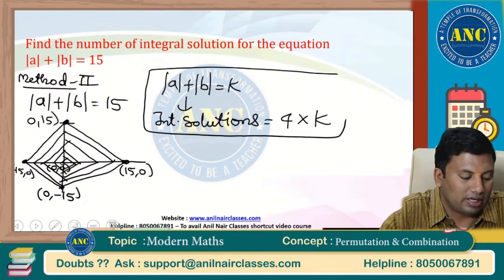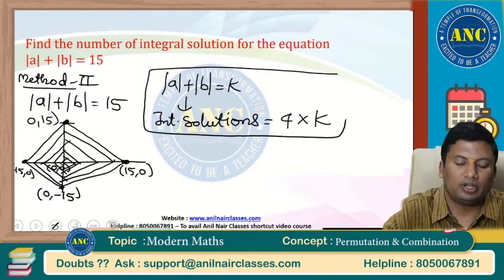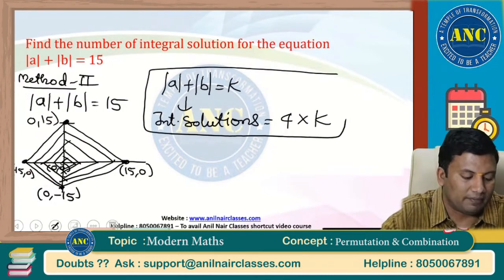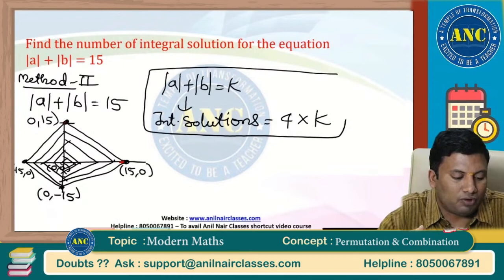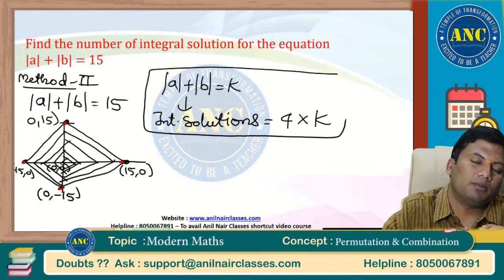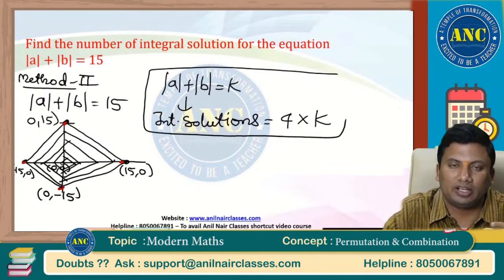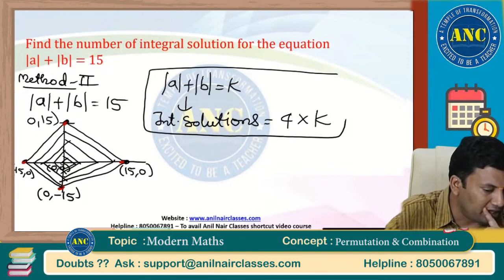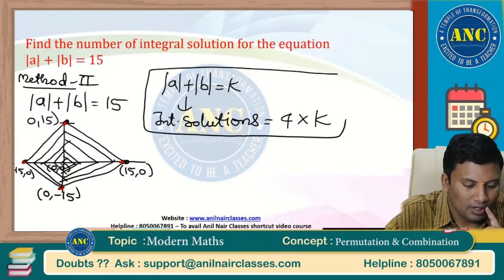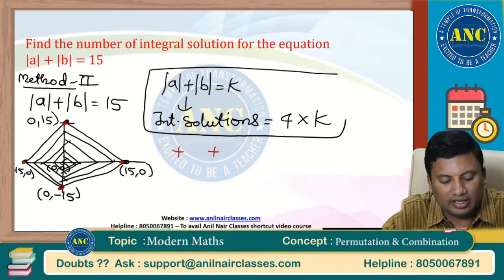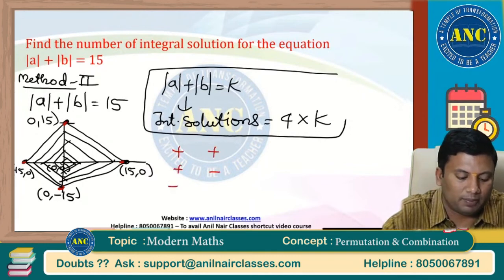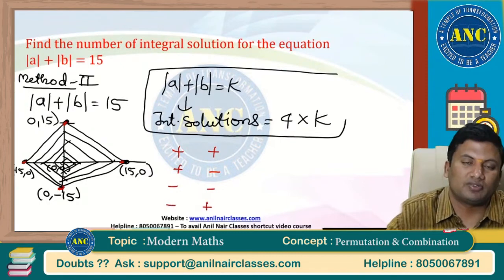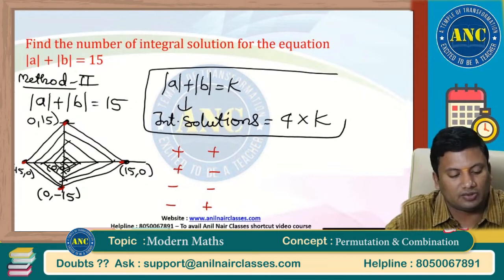You can also look at it in this angle. 4 into K. Why did 4 into K come? Every point has got 4 choices in 4 quadrants. Right? 1 comma 14, 1 comma minus 14, minus 1 comma 14, minus 1 comma minus 14. I hope it is clear, because inside it can be plus plus, it can be plus minus, it can be minus minus, it can be minus plus. 4 choices will come for a particular value. So it is 4 into K.